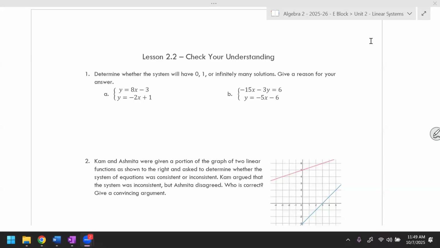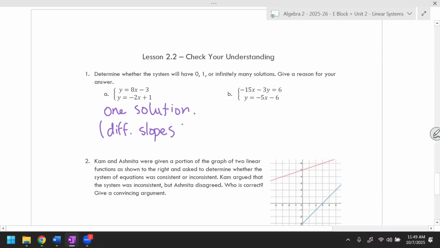Okay, we're back. So, Logan, what did you get for 1A again? You got one solution, and why one solution? Yes. And that's all you needed to see, right? One solution, different slopes. Nice. Okay. Really easy.